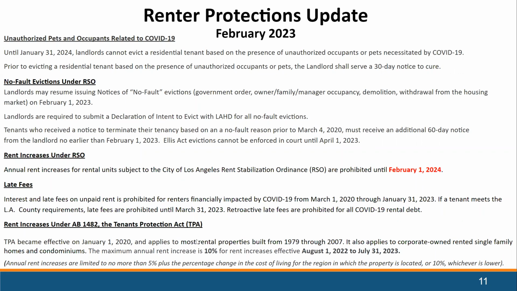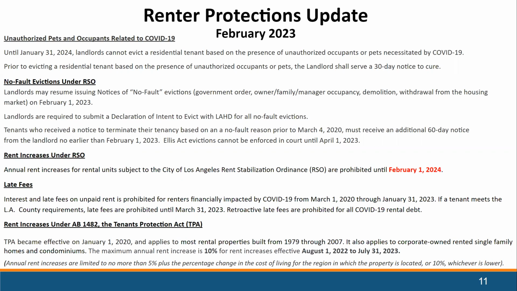If the rental unit is not subject to the RSO, it may still have regulations of rent increase under state law, known as AB 1482. For non-RSO units only, the rent can be increased right now. However, if regulated by AB 1482, the rent increase cannot be more than 10%. And that is effective until July 31st of 2023. After July of 2023, that percentage is subject to change depending on the consumer price index.